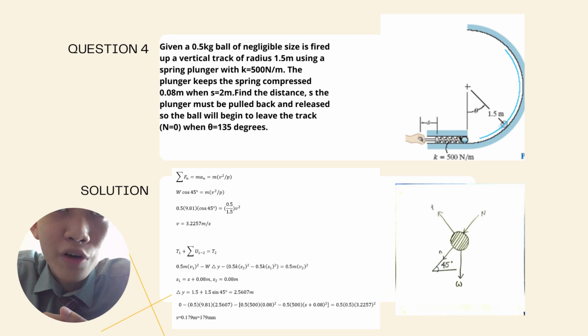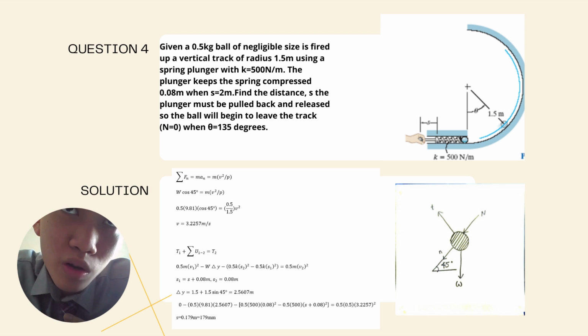So we will use the principle of work and energy next and substitute the value. T1 is 0.5 multiply mass multiply V1 squared minus work done Y minus bracket 0.5 K S2 squared minus 0.5 K S1 squared bracket N equals to 0.5 multiply mass multiply V2 squared, and we will get S1 equal to S plus 0.08 meter and S2 equal to 0.08 meter. So we will calculate Y.